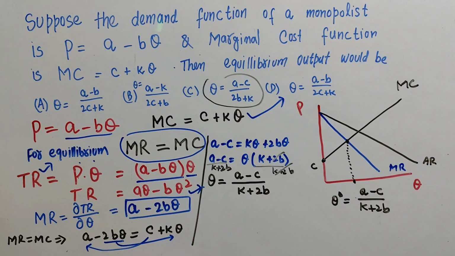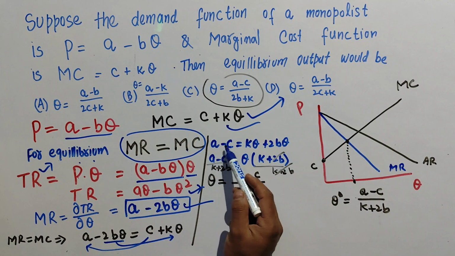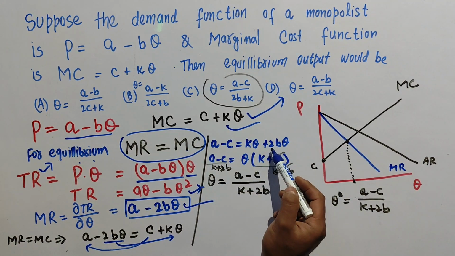Now for equilibrium, marginal revenue is equal to marginal cost. So marginal revenue is this very function, marginal cost is this very function. We equate these two functions. So we transpose this 2BQ to the RHS and this C to the LHS. So it becomes A − C = KQ + 2BQ.